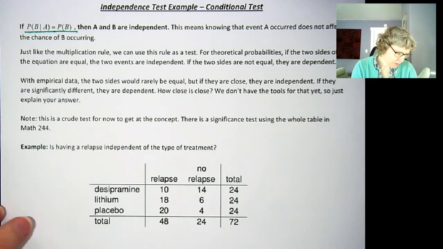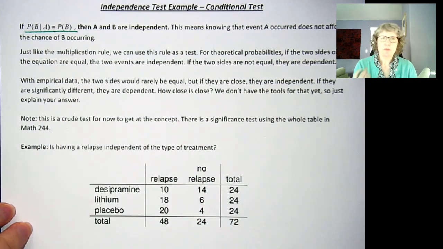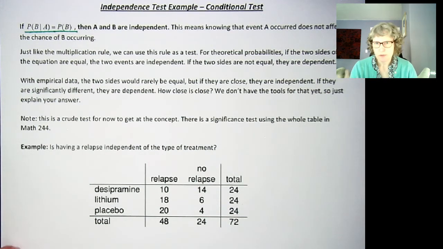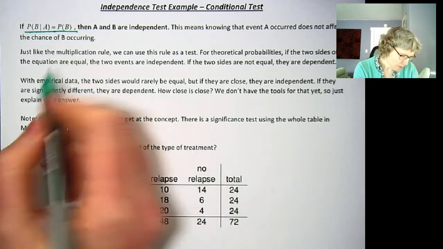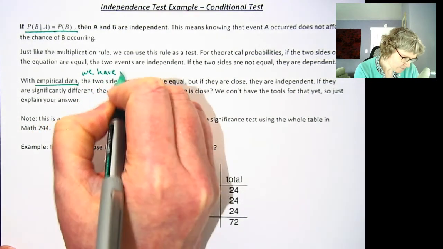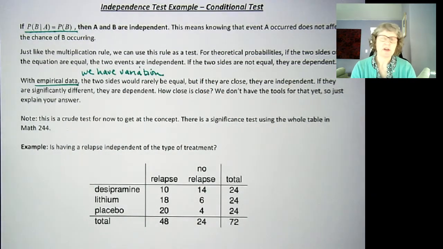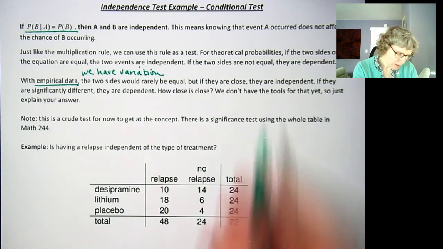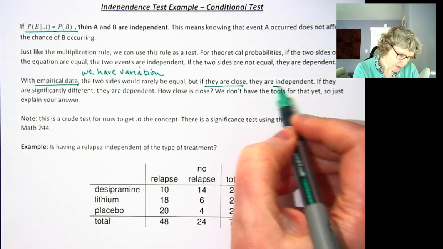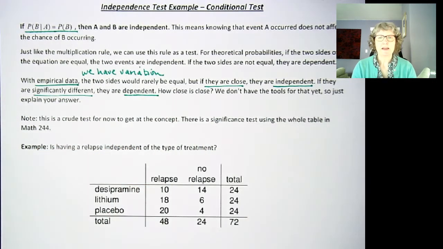A couple things before we get started. Just like in the multiplication rule, the equal part is for theoretical probabilities, because in theory, everything's perfect. You can have two things that are equal. With empirical data, we have variation, so it would be pretty rare for the two sides to be exactly equal. So we're looking for, if they're close, they're independent. If they're significantly different, they're dependent. And again, how close? That's a judgment call for right now.